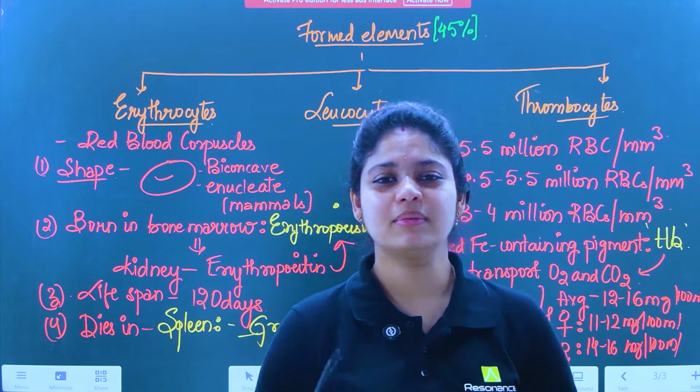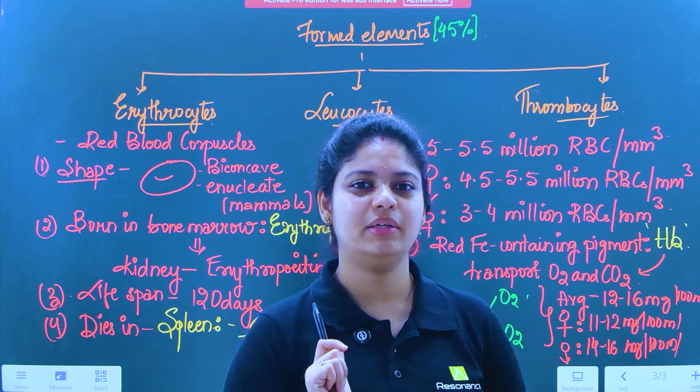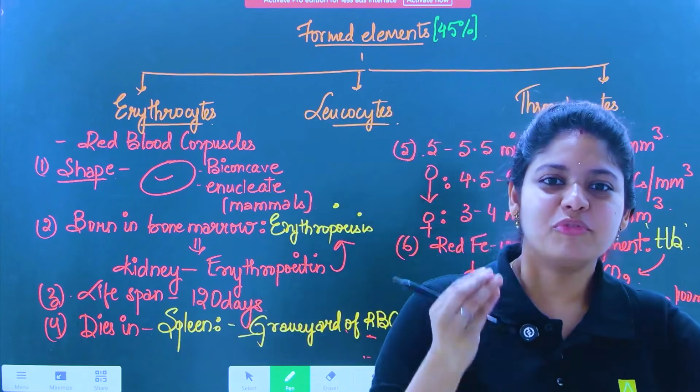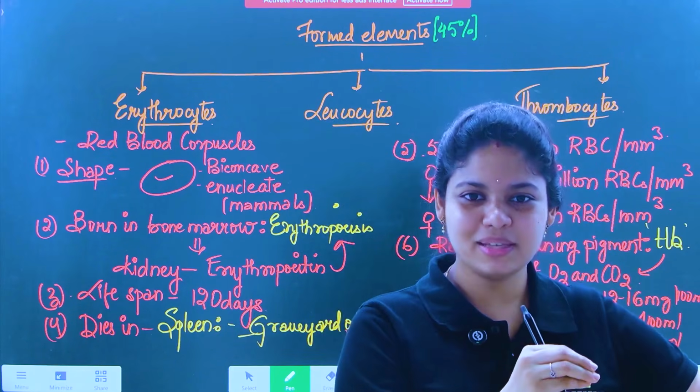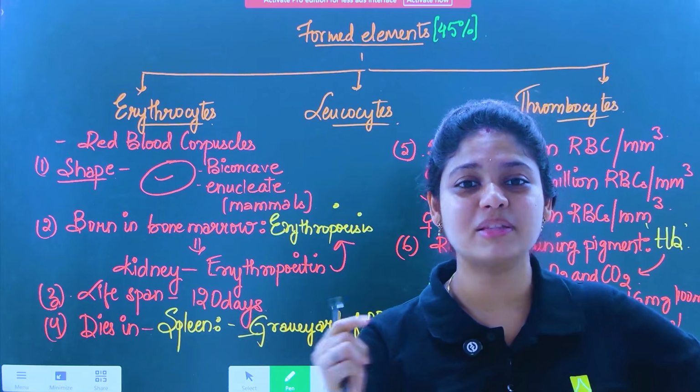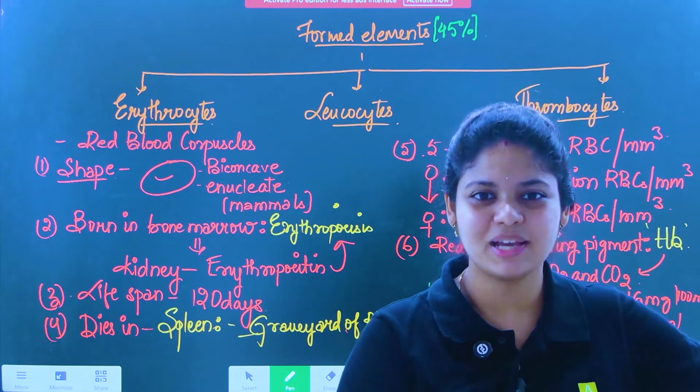Spleen is filled? Spleen is not filled. It will produce it. Acha. Worn out RBCs, when they die in the spleen, will definitely be eliminated in some or the other way that we will learn in the next part.